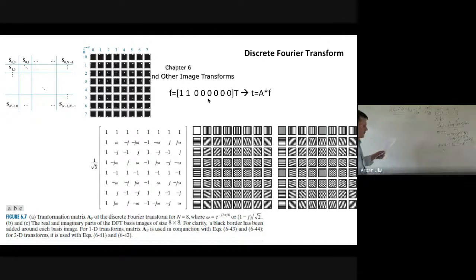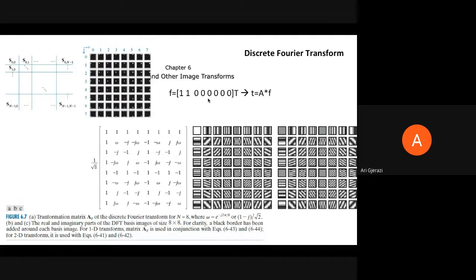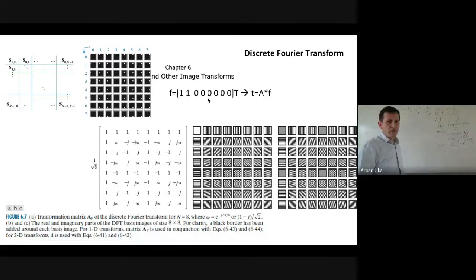So the Fourier transform will be, what is the square root of 8? It's 2 square root of 2. Should be around 3.4, sorry, no, 2.8. Okay, then for a moment, let's try to multiply this matrix A with F.